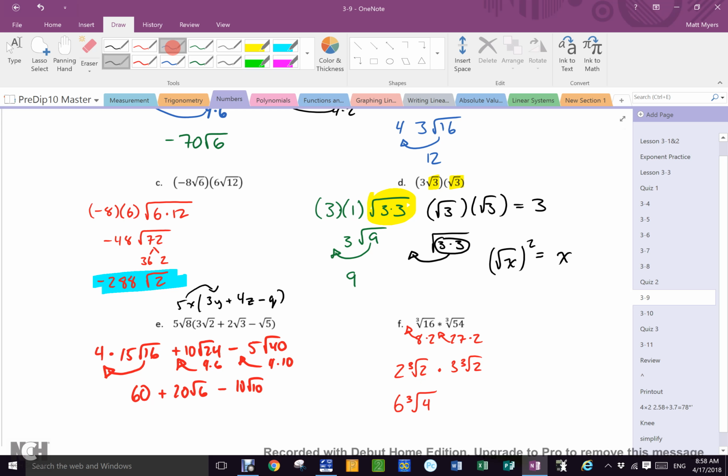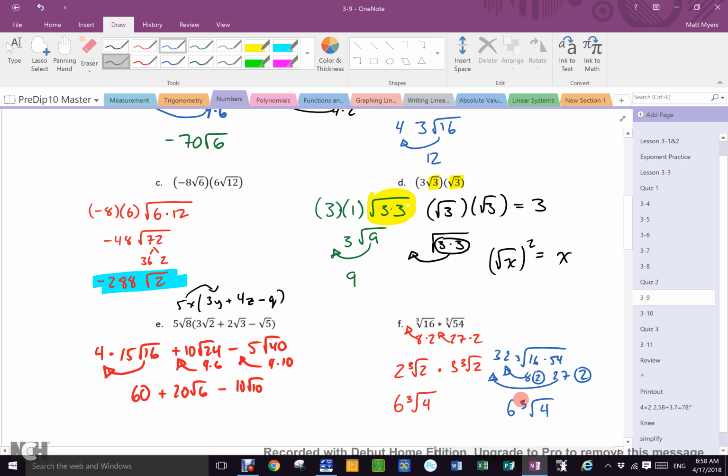Now, the other option I gave you was you could have done this. Cube root 16 times 54. You can simplify right here, right? This is 8 times 2. This is 27 times 2. Cube root of 8, 2. Cube root of 27, 3. And what did I leave under there? The 2 and the 2. 3 times 2, 6. Cube root 4. Do I care which way you do this?